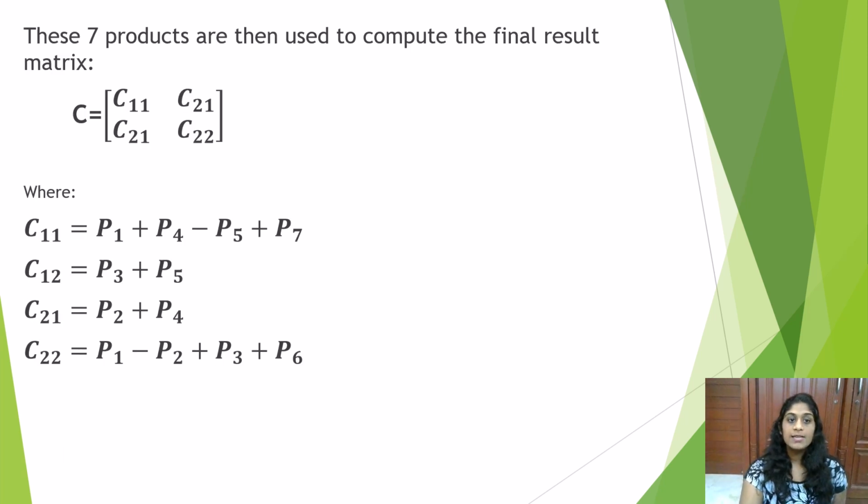And next, these 7 products are then used to compute the final result matrix, that is C is equal to C11, C12, C21 and C22. Then you have to substitute all these P1, P2, P3, P4, P5 until P7 into C11, C12, C21 and C22. And next, let's take an example for a proper understanding.